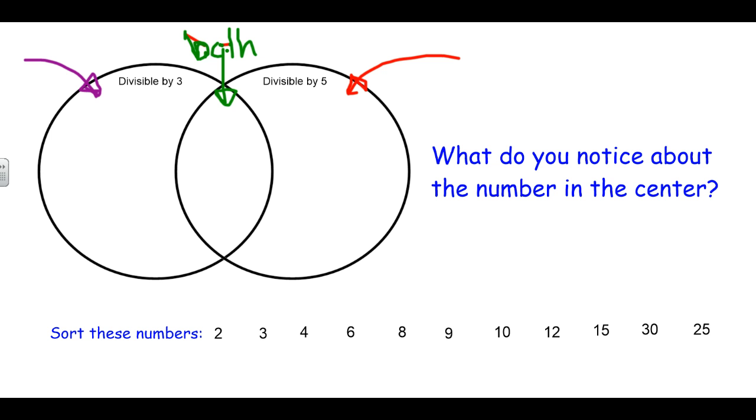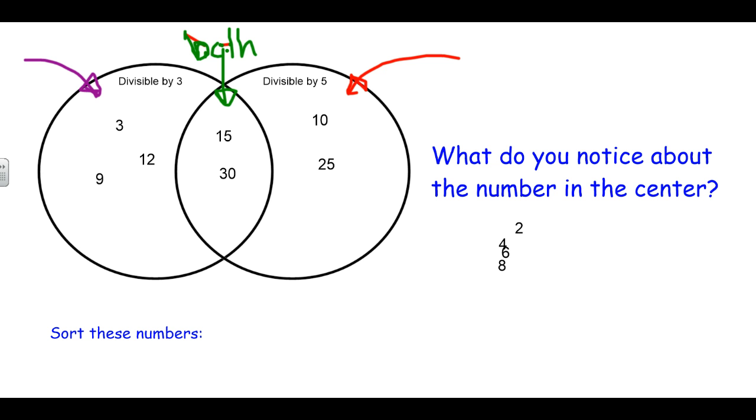So first we're going to notice there are some numbers that don't fit into any category, so we're going to keep them out. 2, 4, 6, 8, and those really are the only ones that don't fit into any of our categories there, so we're going to keep them out. 3 is divisible by 3 and 3 only. 9, as we know, can be divisible by 3, but not by 5. 10 is divisible by 5. 12 is divisible by 3, actually. 15 is divisible by 3 and 5. 30 is divisible also by 3 and 5. And 25 is divisible by 5 only.